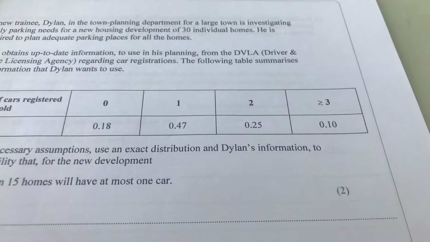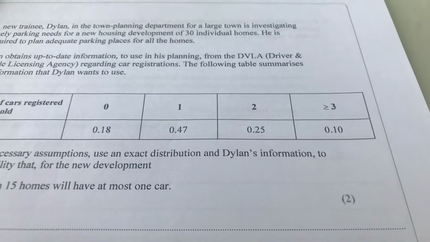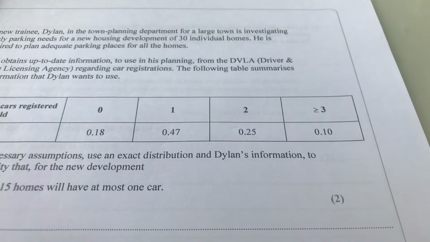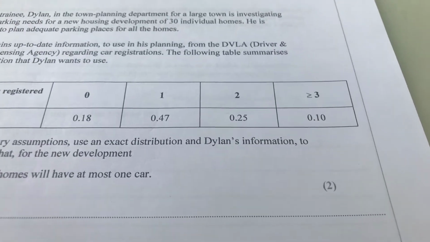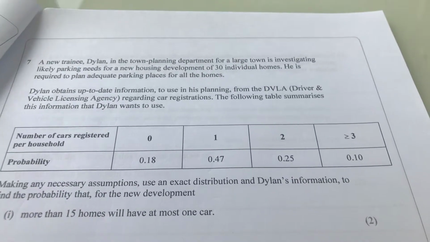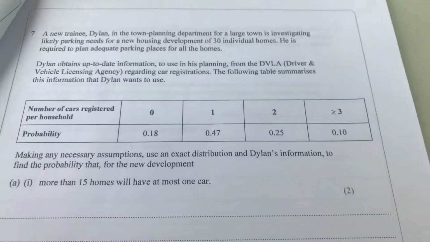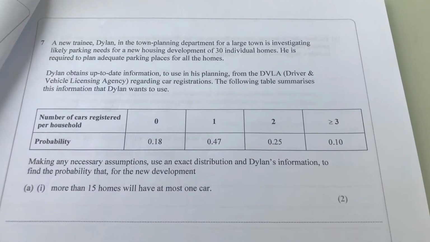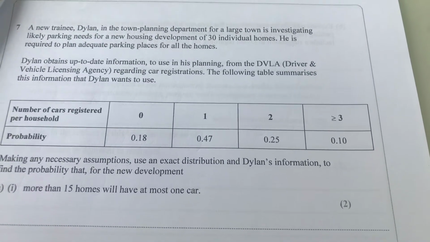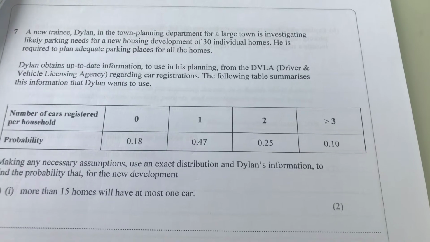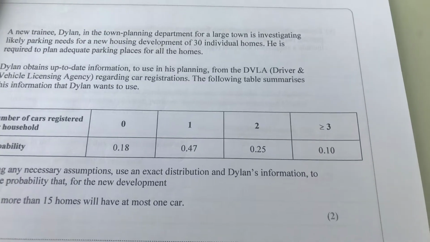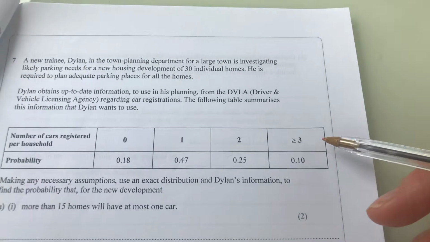Okay, so a new trainee, Dylan, in the Town Planning Department for a large town is investigating a likely parking need for a new housing development of 30 individual homes. He is required to plan adequate parking places for all homes. Dylan obtains up-to-date information to use for planning from the DVLA, the Driver and Vehicle Licensing Agency, regarding car registrations. The following table summarizes the information. So we've got that here.